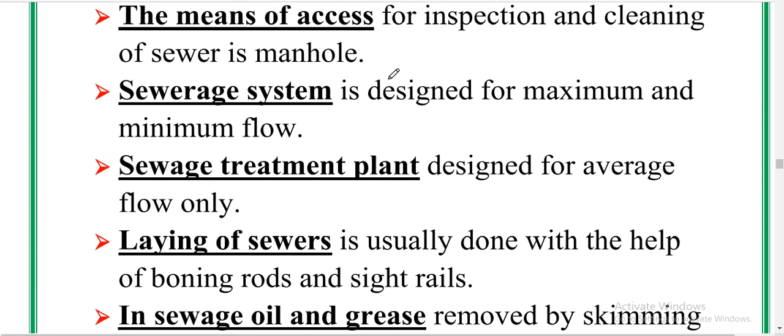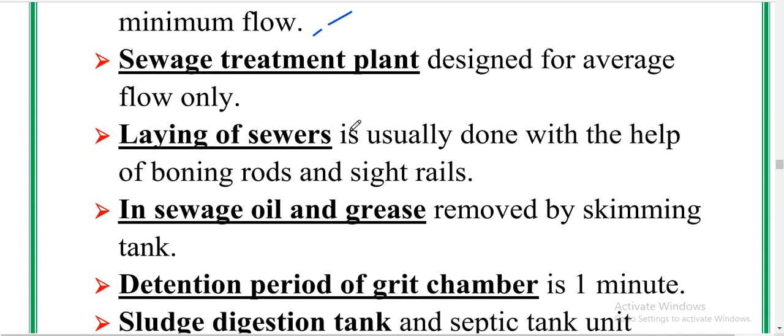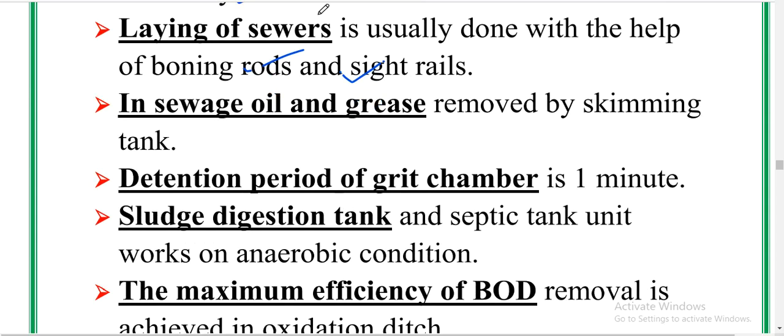The means of access for inspection and cleaning of sewers is the manhole. Sewer system is designed for maximum and minimum flow. Sewage treatment plant is designed for average flow only. Laying of sewers is usually done with the help of boning rods and sight rails. In sewers, oil and grease are removed by skimming tank. Detention period of grease chamber is 1 minute.